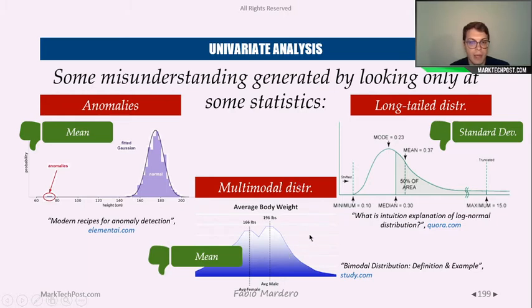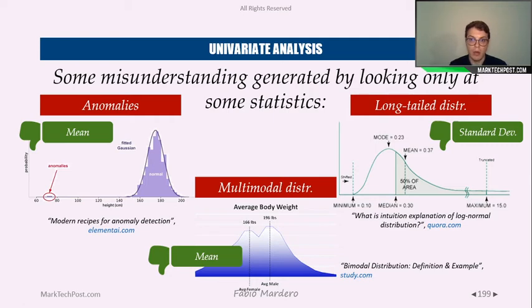Moving to the middle, if we get a multimodal distribution, for example the average body weight, and we put together the observed samples from the female and the male, it does not make any sense to use the mean average body weight. It can be 30% male and 70% female. What makes sense here is the mode, since we are looking at a multimodal distribution.